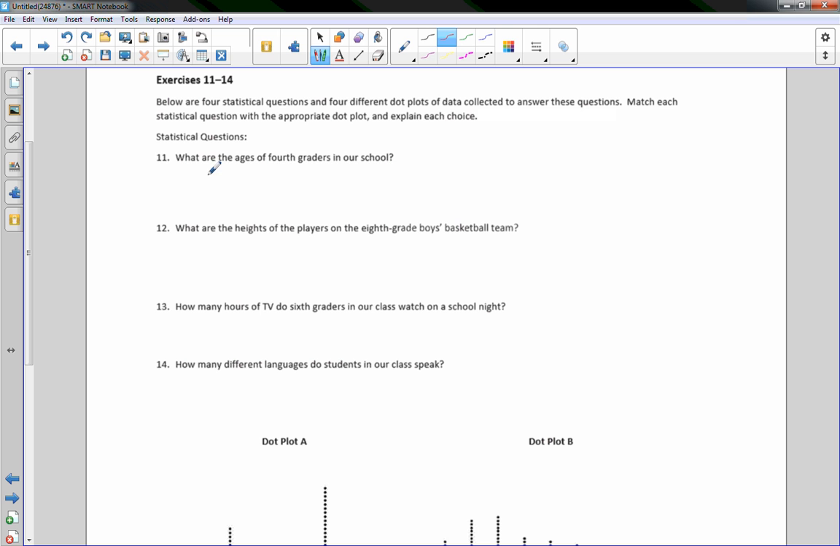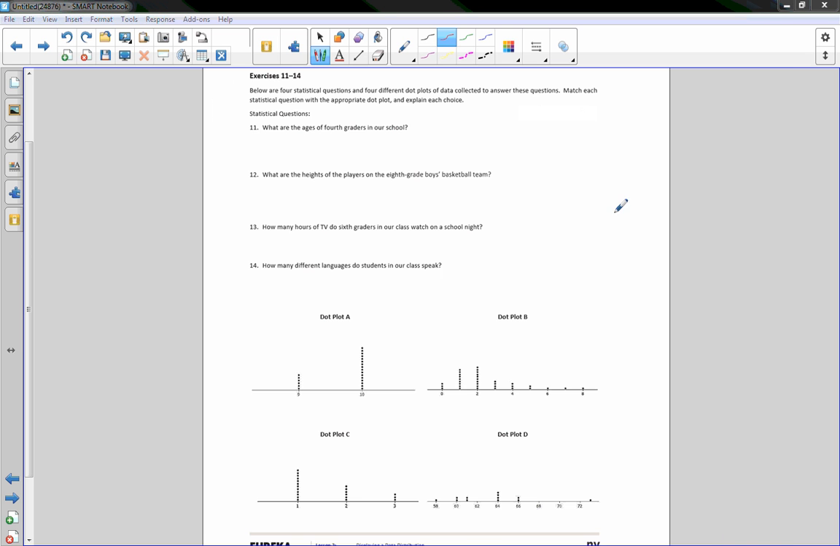Okay, so now we have these questions. Statistical questions. What are the ages of 4th graders in our school? Okay, I zoomed out to 100% so we can see the questions and the dot plots that we need to match. So ages of 4th graders in our school.